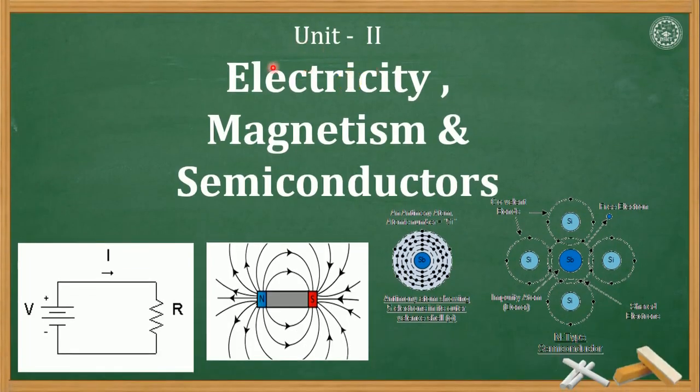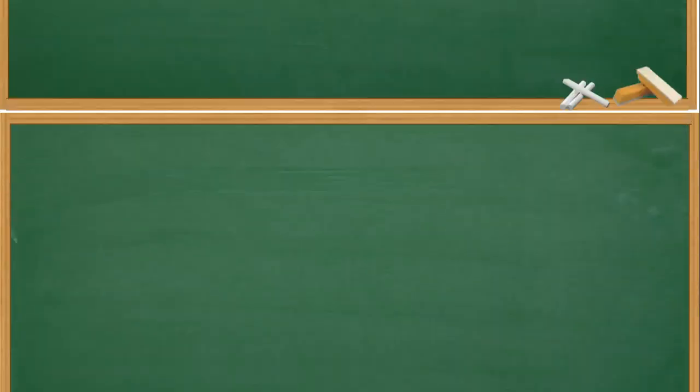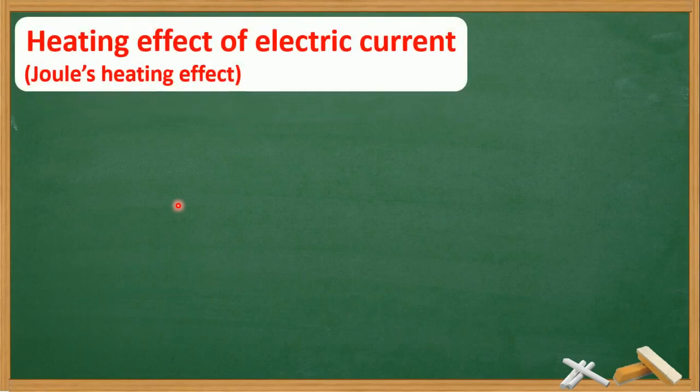The unit which we are learning is Electricity, Magnetism and Semiconductors. The learning outcome for our today's session is to explain the heating effect of electric current. Let us go forward. Heating effect of electric current is our topic to discuss today. It is also called Joule's heating effect.